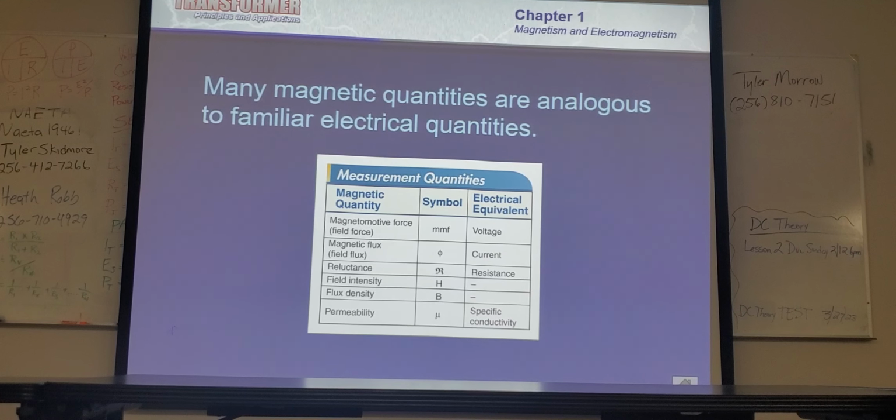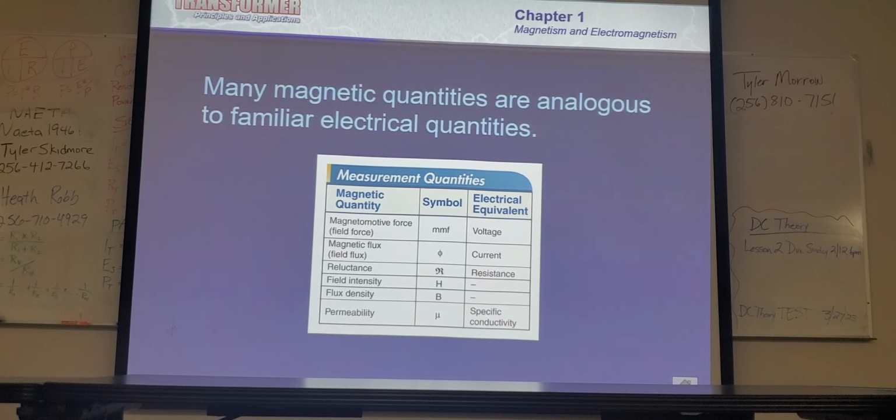Many magnetic qualities are analogous to familiar electrical quantities. Magnetomotive force, symbolized by MMF, has an electrical equivalent of voltage. Magnetic flux, or field flux, is equivalent to electrical current. Reluctance is equivalent to resistance. And permeability is equivalent to specific conductivity.